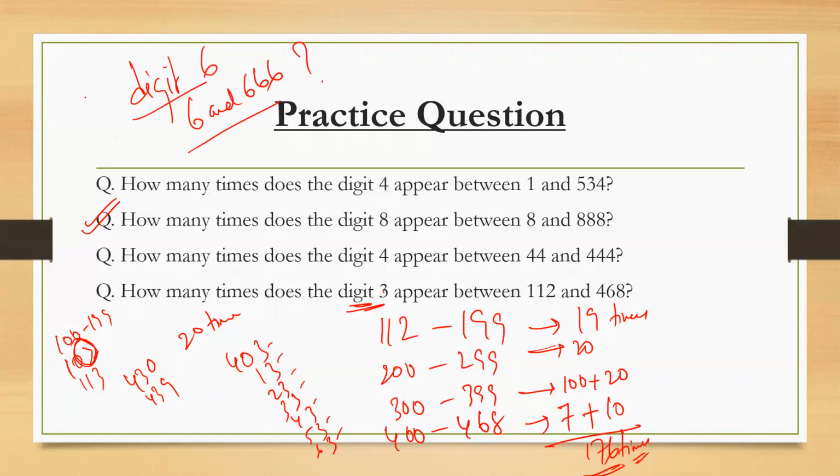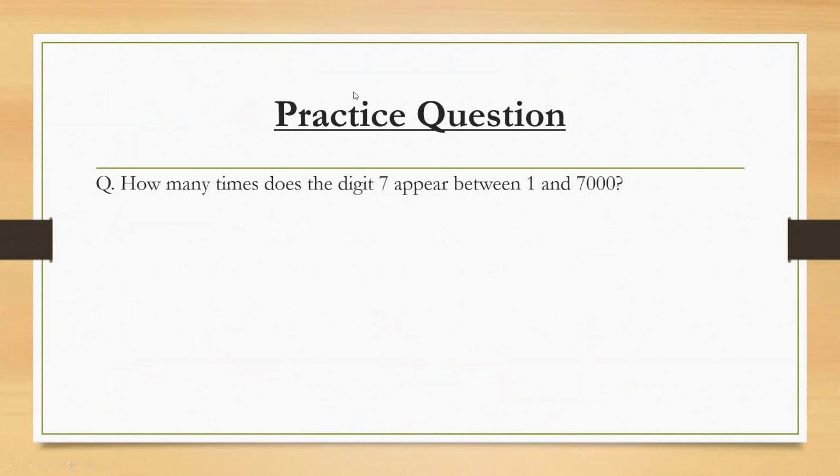You can do. Similarly, how many times does digit 5 appear between 534 and, let's say, 795? So think about this, try to do it at your home, and it will make your calculations easier. Now, if you've understood all this concept till now, I think we can jump into this part.